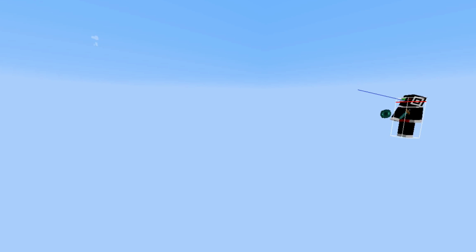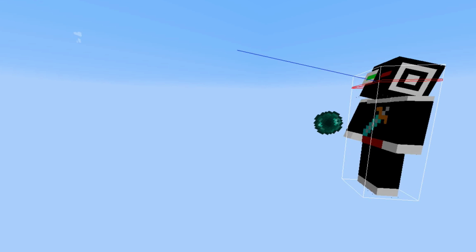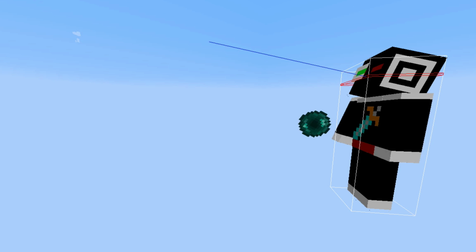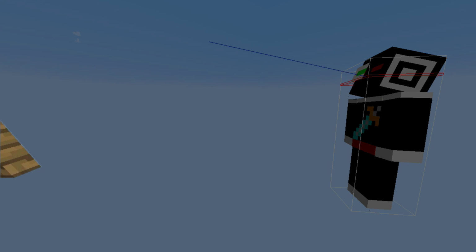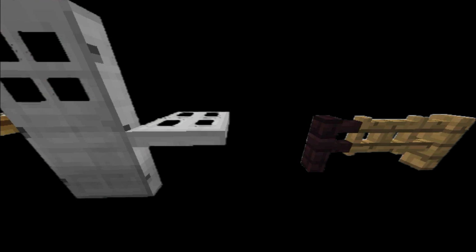Furthermore, the velocity which the enderpearl is thrown at also varies. The exact magnitude of this variation is calculated as follows. Firstly, we take the initial velocity vector, which is 1.466 in the direction of the line of sight, yaw and pitch. The final enderpearl velocity vector is then equal to 1.5 times the initial velocity vector plus 0.007 times the unit vector in the direction of travel times a random number r, where r is between 0 and 1. Enderpearls can't be thrown when looking directly at fences, doors, fence gates, and some other blocks.